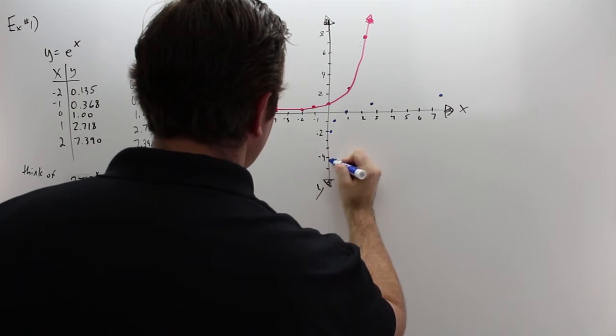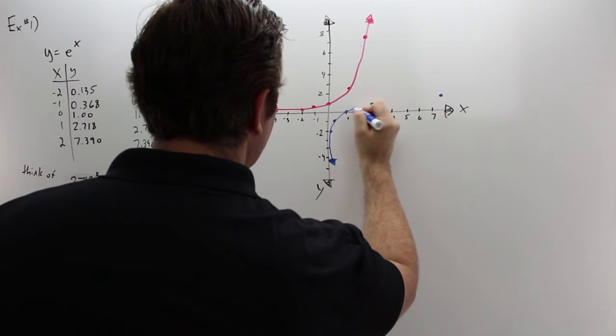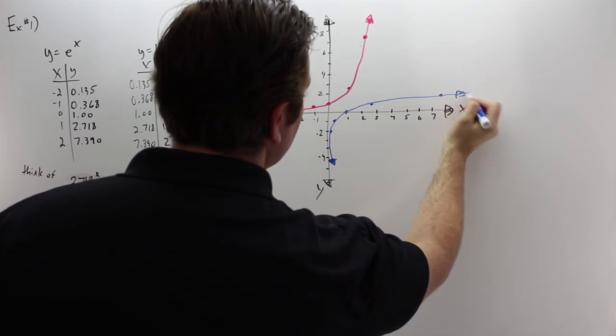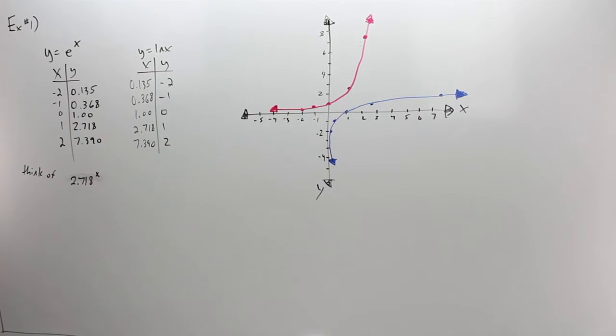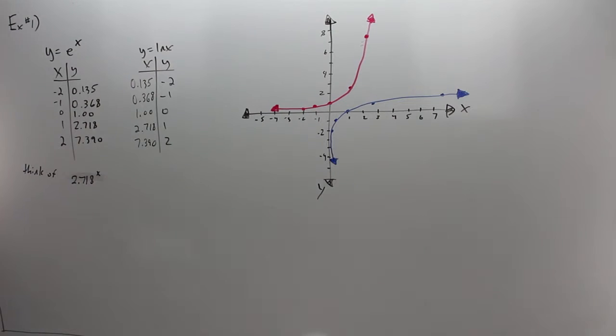And what you'll notice here is that we now have an asymptote at x equals 0, before it was at y equals 0. So now let's try to make some connections.